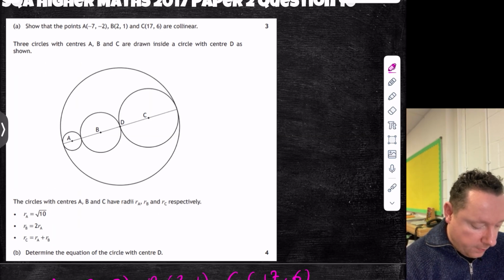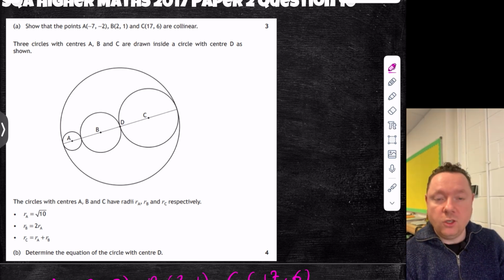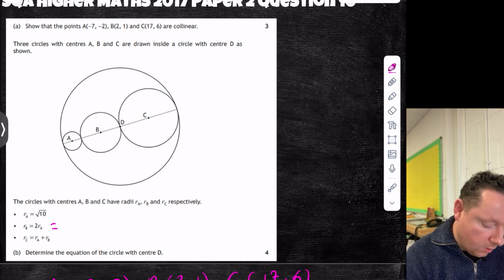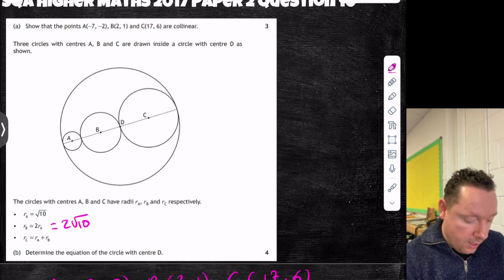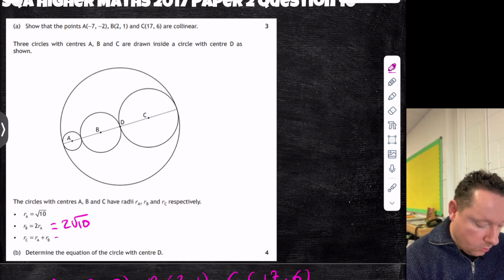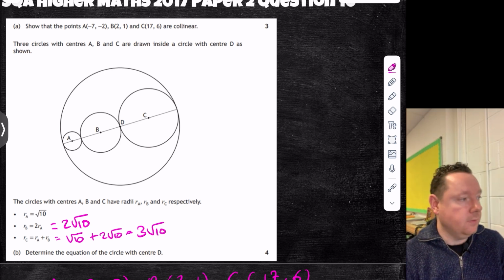It says the centres A, B, and C have radiuses √10 to A, and RC is RA plus RB. Determine the equation of a circle with centre D. So if the first one is √10, the second one must be 2√10 because it's double the first one. And the third one is equal to the first one, which is root 10, plus the second one, which is 2 root 10. So that gives me 3 root 10 for my final radius.